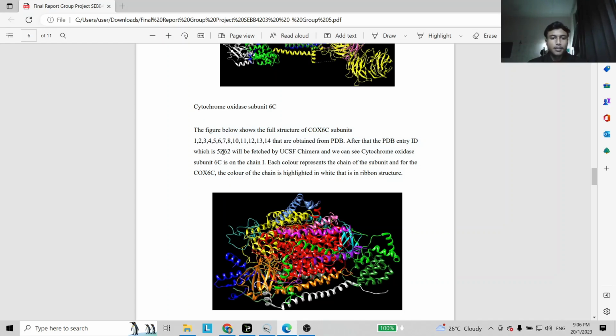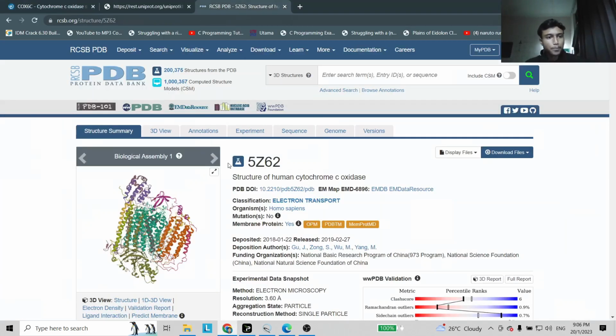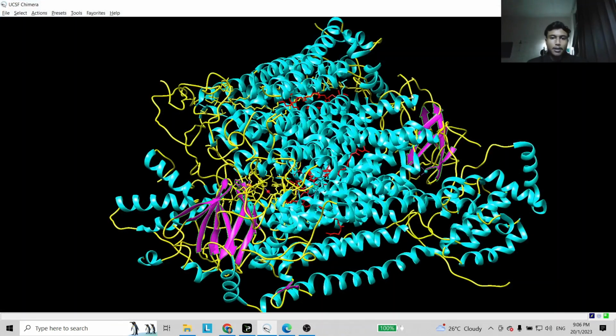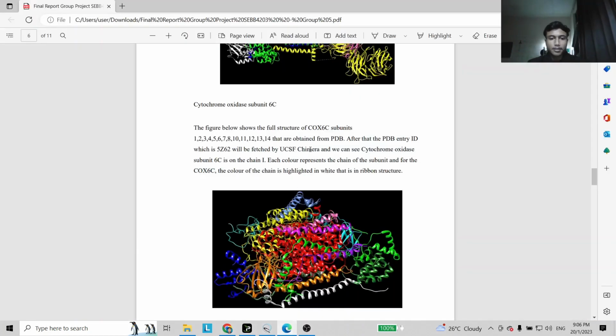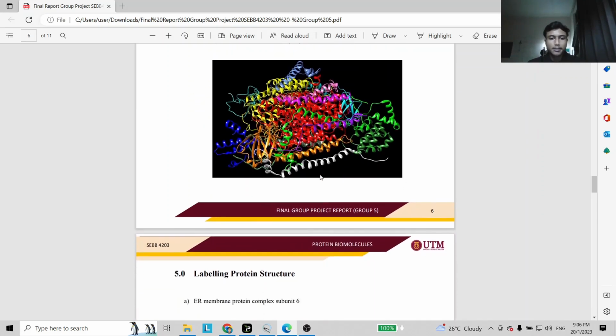After that, I entered the ID for the cytochrome, which I can fetch from here. This is the PDB. This is the code that I need to fetch and then enter into my Chimera, and I will get this figure. This figure is after I switch to the secondary structure. As you can see, the chain on the cytochrome oxidase is the white one, which is chain I.